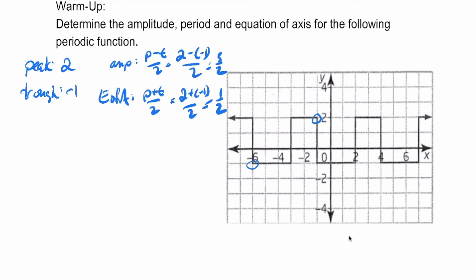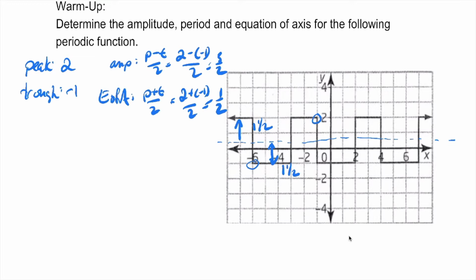So we could verify our answer by drawing the equation of axes on our graph. That's roughly 1/2. And again, the definition of the amplitude is really the distance between our equation of axes and the peak, and that is 1 and 1/2 over here, and it's going to be the exact same distance from our equation of axes to the trough, and that is also 1 and 1/2.